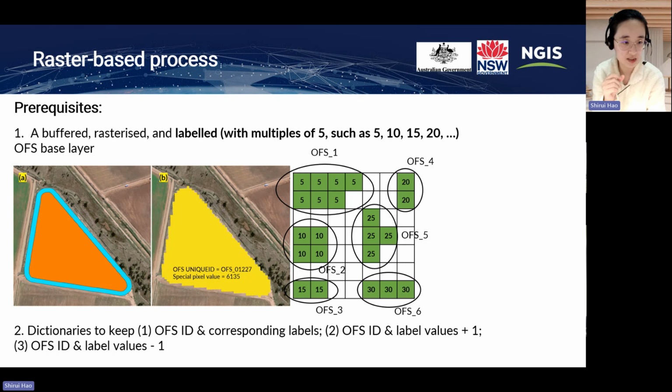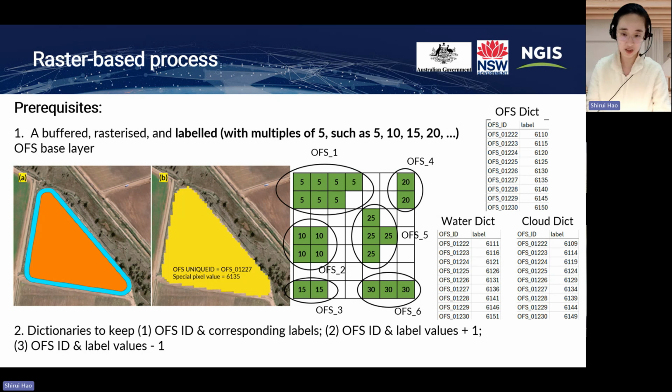In addition to this prerequisite, we also have to have 3 dictionaries. The first dictionary should keep the OFS unique ID and its corresponding labels. The second dictionary will keep the OFS ID and the label value plus 1. So if you look at the data we are showing here, in the OFS dictionary, the first OFS ID has a pixel value of 6110, but in the water dictionary, it has a label value of 6111, which is plus 1. And the third dictionary would be the OFS ID with their label value minus 1.